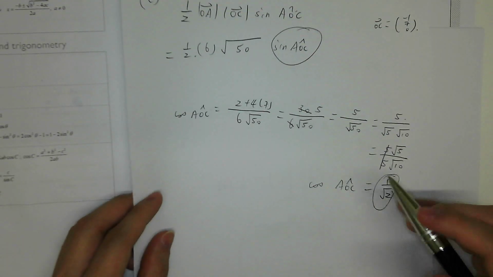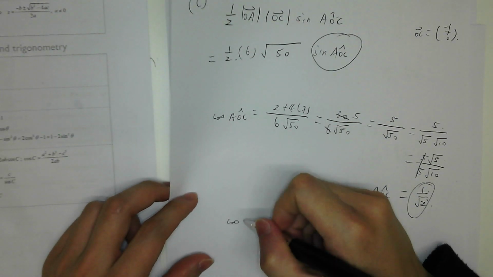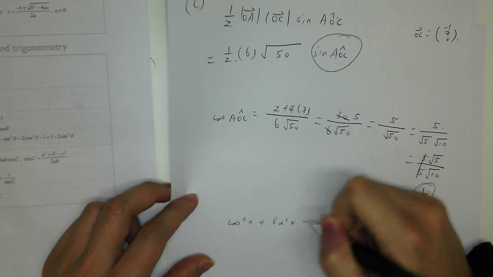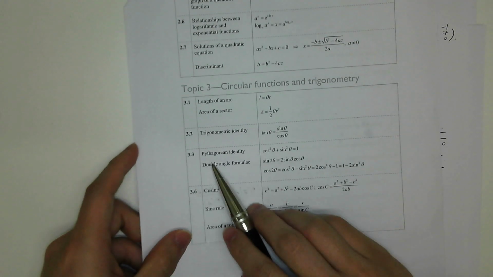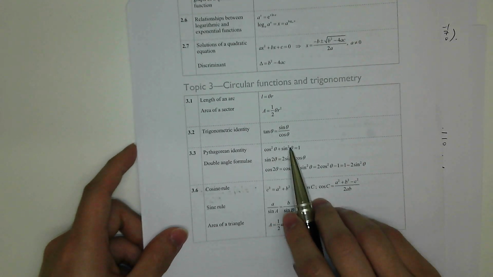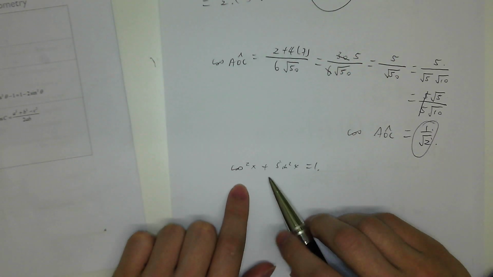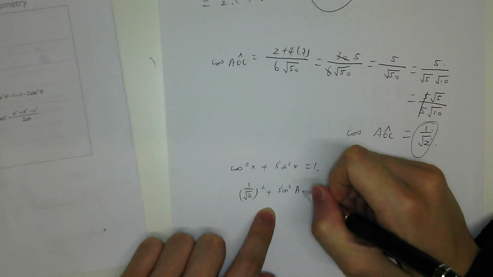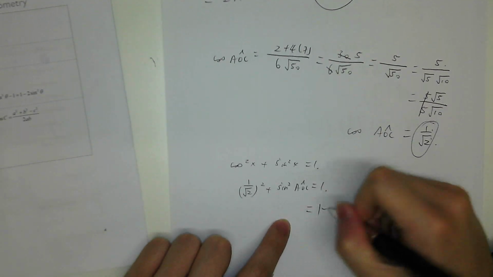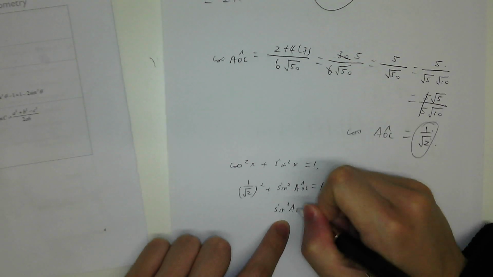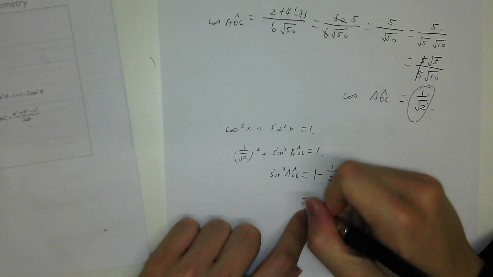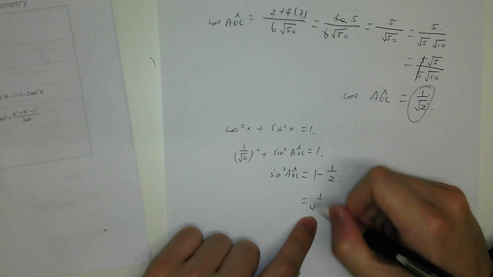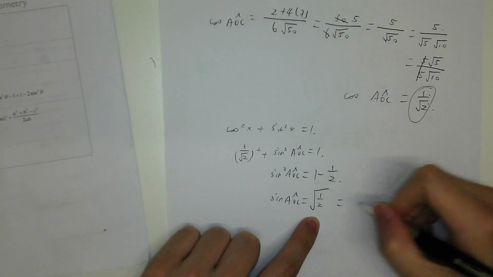So how can we find the sine AOC? We can use the cosine squared x plus sine squared x equals 1 formula, the Pythagorean identity: cosine squared theta plus sine squared theta equals 1. So cosine squared of the angle is (1 over root 2) squared, so it's 1 minus 1 over 2, and then it's just the square root of 1 over 2. That's sine AOC, so it's 1 over root 2. It's the same.